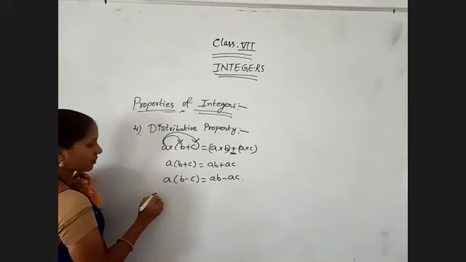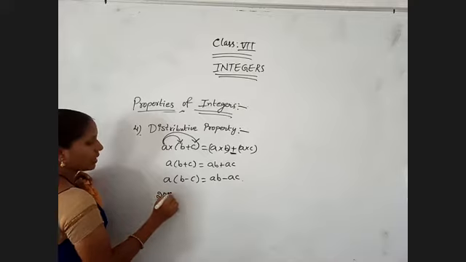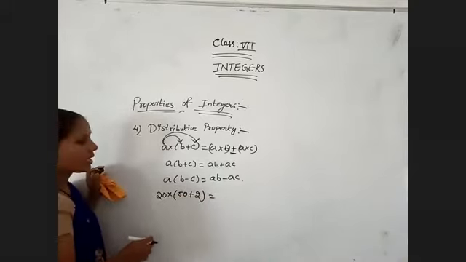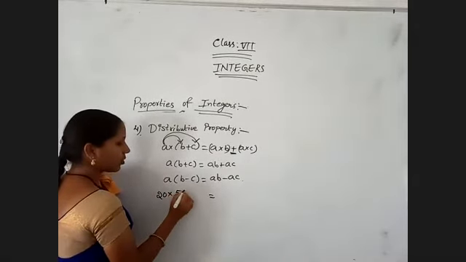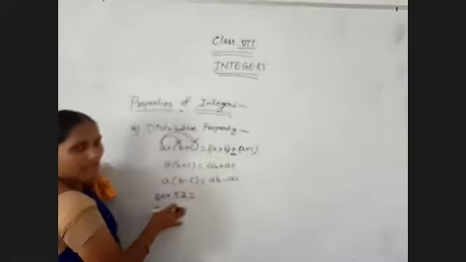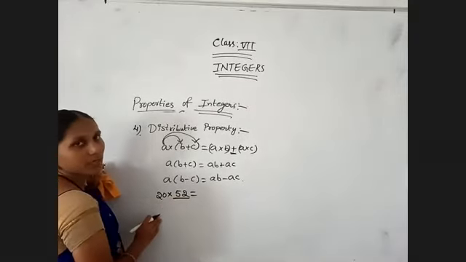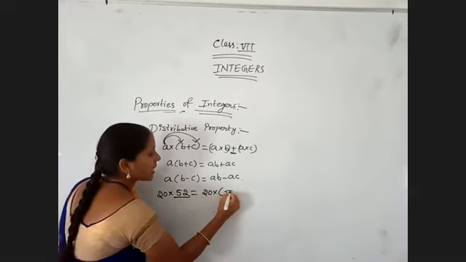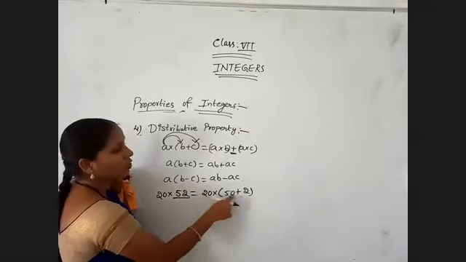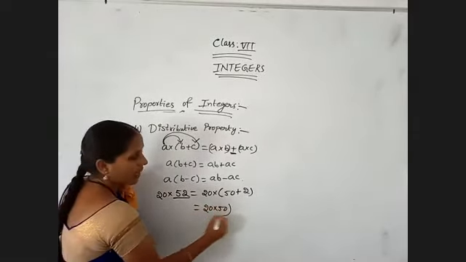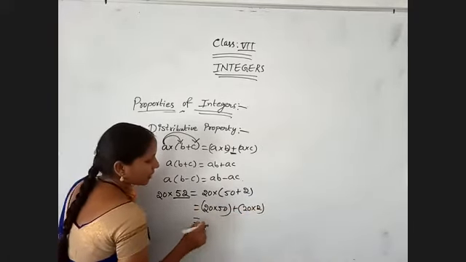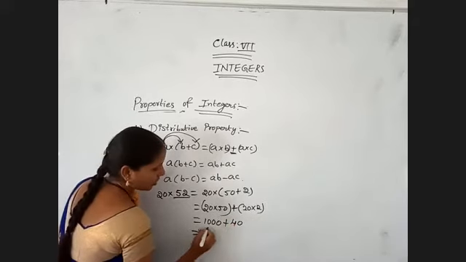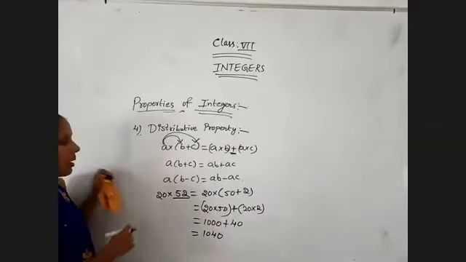First of all, I have one question: 20 into 52. I can do this problem in two methods. I can represent this number in the form of addition as well as subtraction. First I write 52 as 50 plus 2. Now it is in the form A into (B plus C), so we use A into B plus A into C. That is 20 into 50, which is 1000, plus 20 into 2, which is 40. So totally 1040.